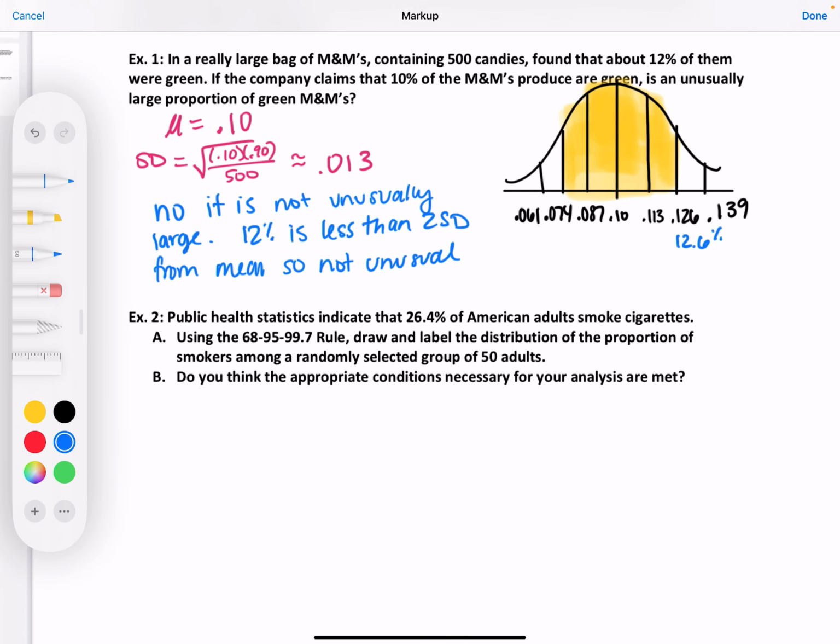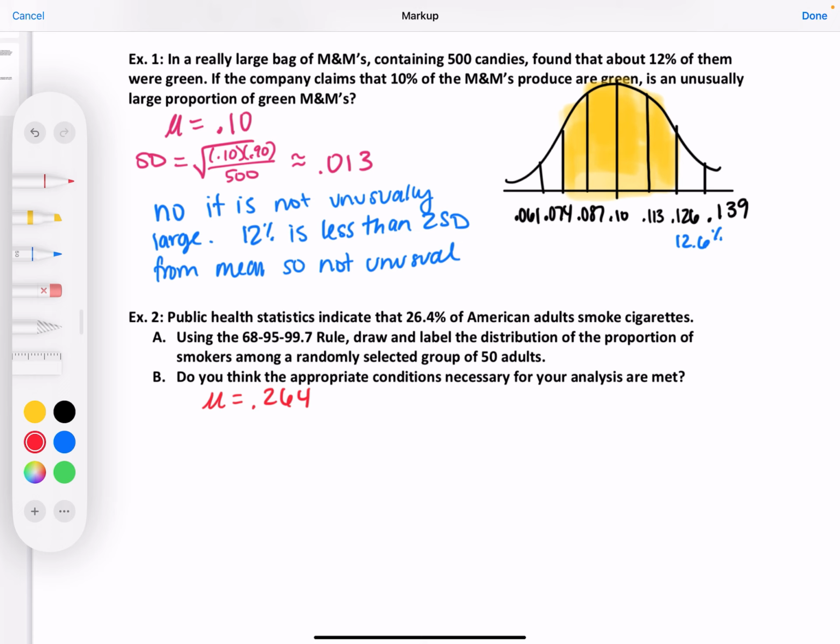Public health statistics indicate that 26.4% of American adults smoke cigarettes. Using the 68, 95, 99.7 rule, draw and label the distribution of the proportion of smokers among a randomly selected group of 50 adults. And then, do you think the appropriate conditions necessary for your analysis are met? So, my mean would be what? The mean would be 26.4%, or 0.264 as a decimal.